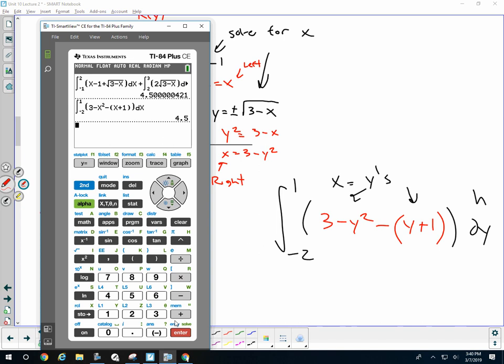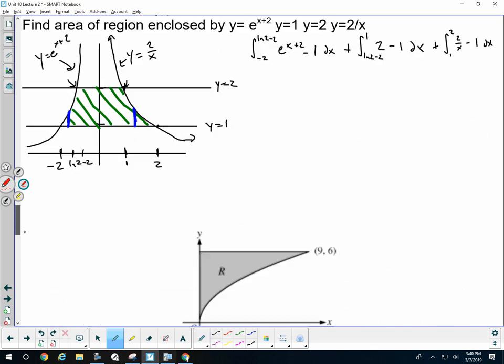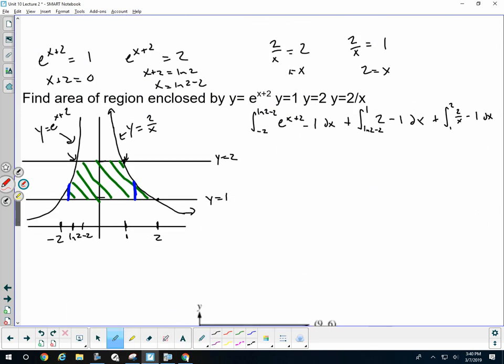So isn't that cool? Now for this example, man, 2 integrals versus 1 integral, no big deal. But let's go back to that other one where we had to use 3 integrals. We'll go back here.